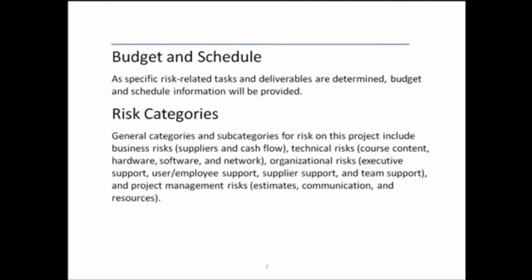You put your risk into certain categories. General categories and subcategories for risk on this project include business risk, in other words, supplier and cash flow, technical risk, such as course content, hardware, software, network, organizational risk, such as executive support, user and employee support, supplier support, and team support, and finally, project management risk, the estimates, communication, and resources. So you can put your different risks into these categories.